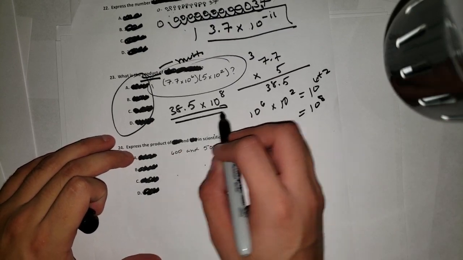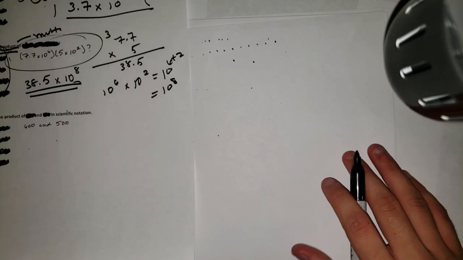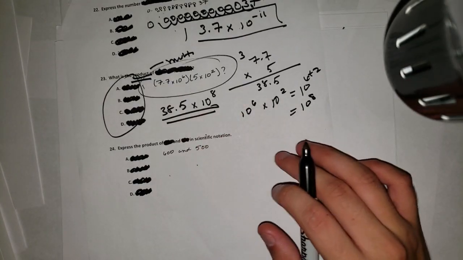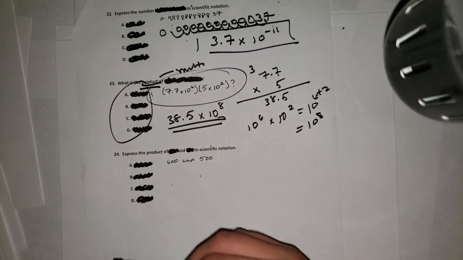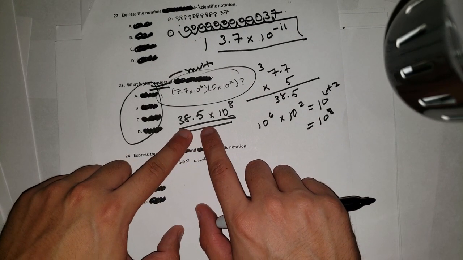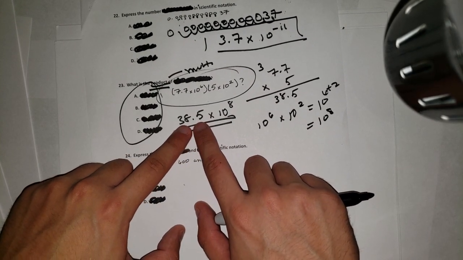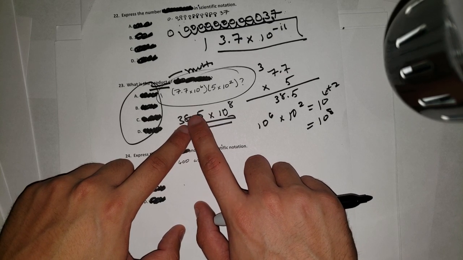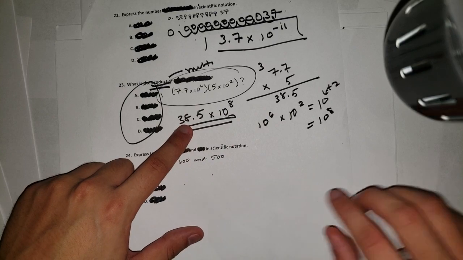So now I'm here, okay? But, however, this is 38.5 times 10 to the 8. What if the answers that you're given are only in scientific notation, okay? This is not scientific notation because this number is bigger than 10, okay? This number can't be bigger than 10. This number has to be between 1 and 10 for it to be scientific notation, okay?